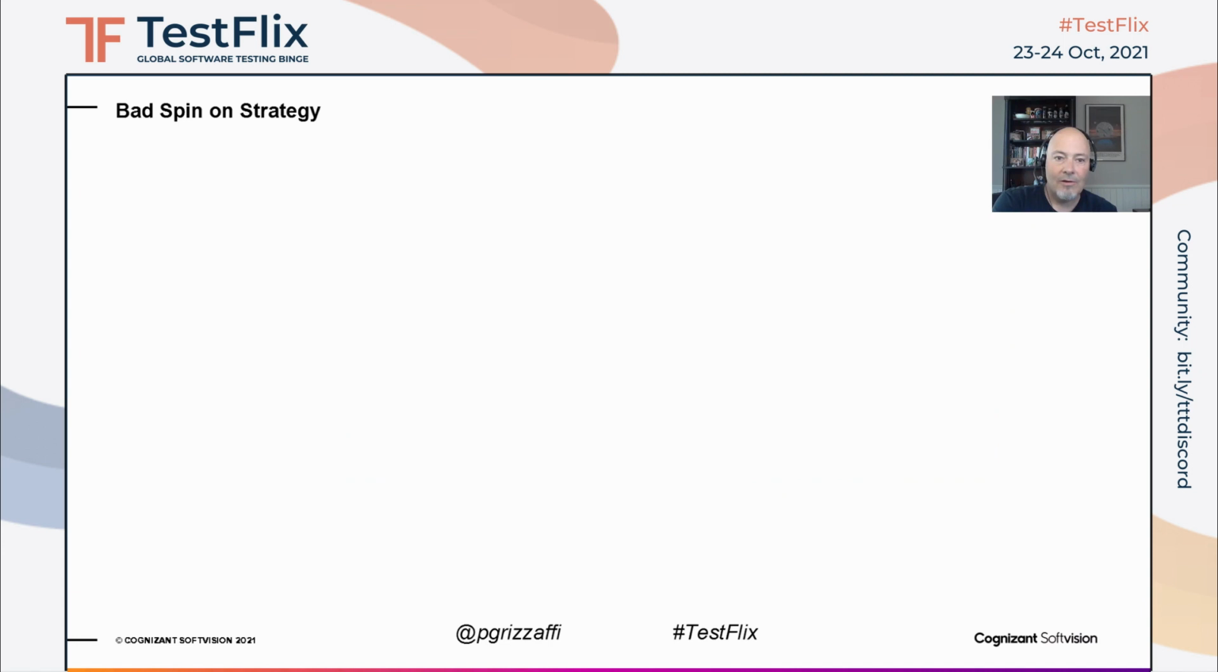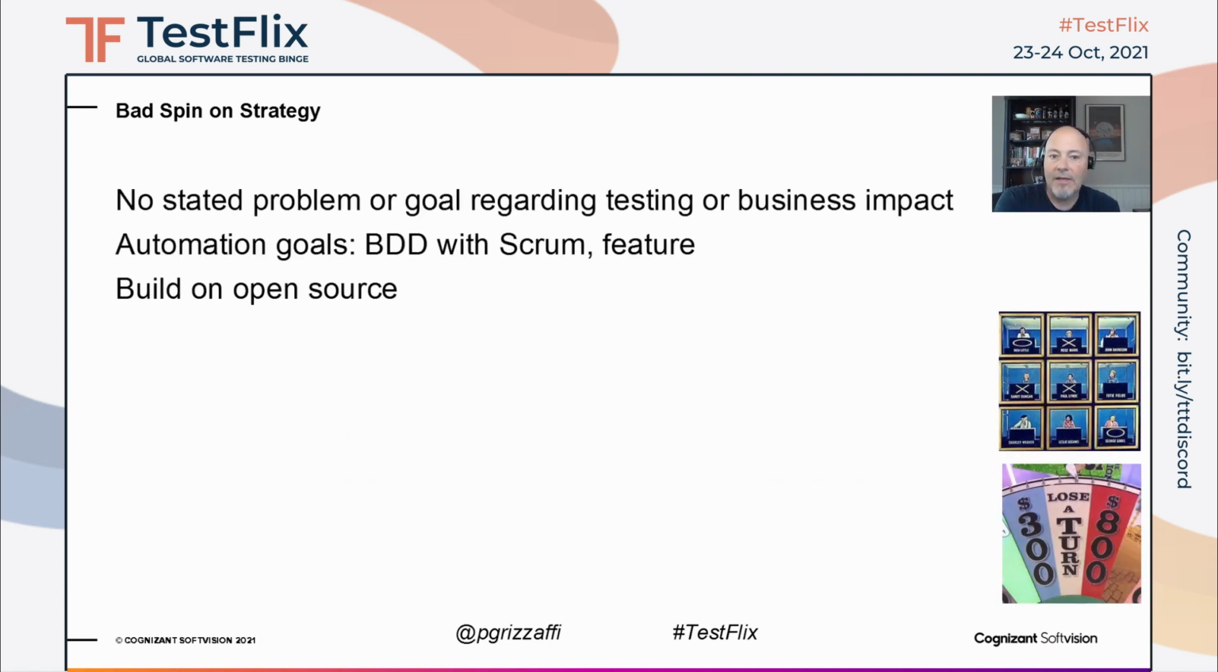So, for a bad spin on strategy, well, there was no stated problem or goal with respect to testing or business impact. It wasn't even a testing goal, if you will. It was, we're going to do BDD. And Paul, come in and help us do BDD. There was no alignment with organizational or corporate goals around competition or income or bottom line or top line. Nothing. It was automate because that's what we're supposed to do. And a lot of it was automation based on process because, well, we do Scrum, so we automate. And the other direction was to build on open source, so they immediately discounted any vendor supplied tools.